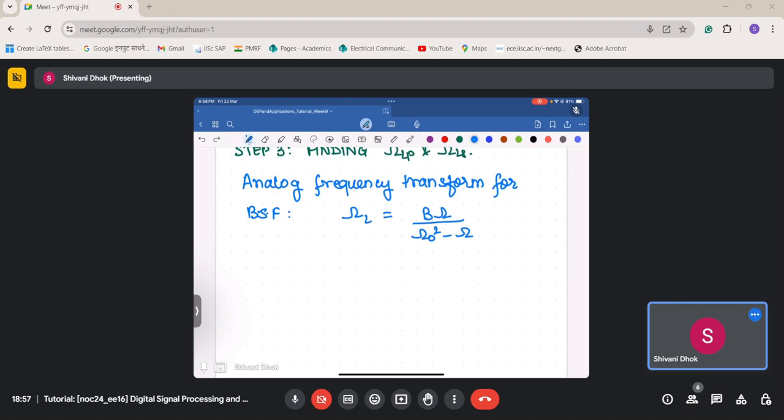So this B, we use the same things that we used for the band stop filter. So this B is omega P2 minus omega P1. So this is equal to 6.3138 minus 0.1584. So this comes out to be 6.1554.